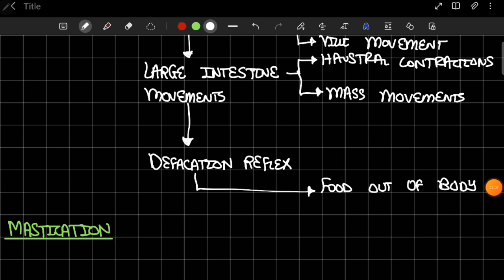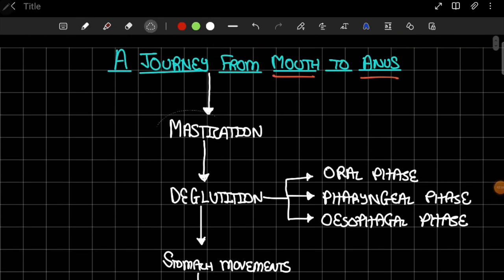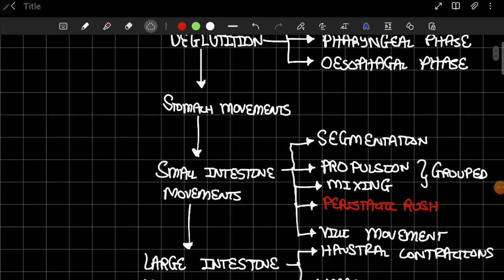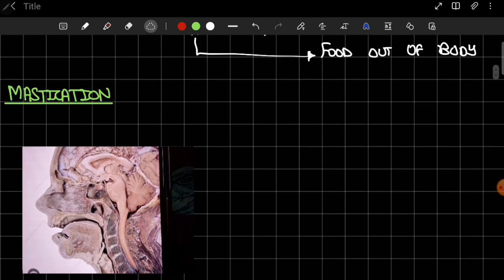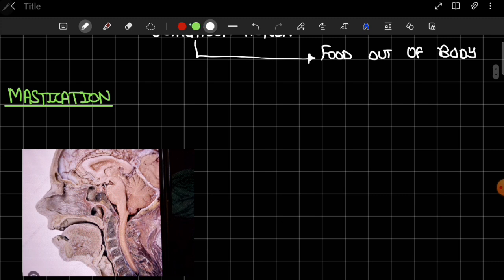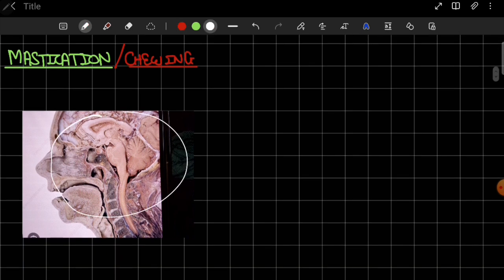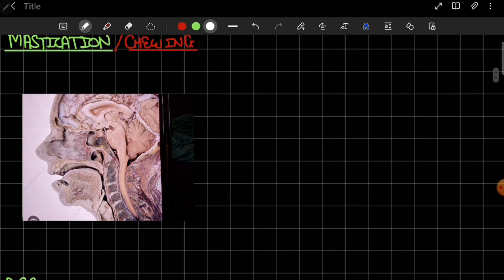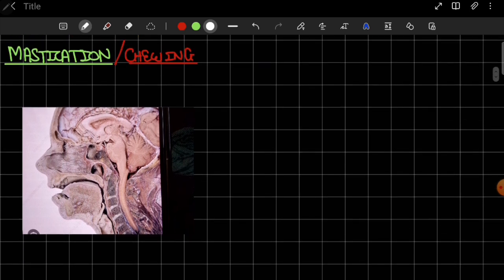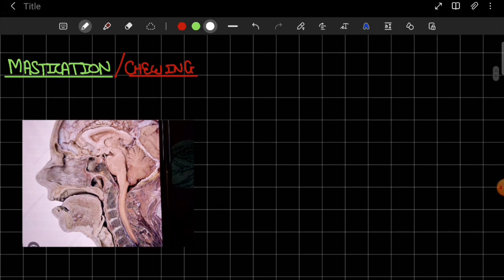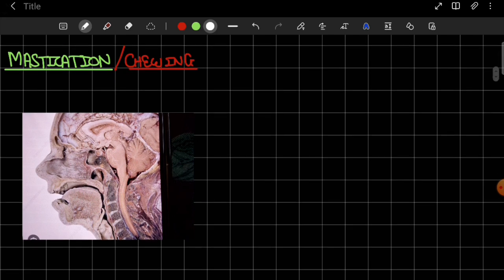Now, going to the first process, the mastication. So what is mastication? Mastication is basically chewing, or we will write it better as chewing. Now, in this picture, what is this picture about? This picture is about the sagittal section of the human, the mid sagittal section. Why have I put this picture? This picture will let you visualize what is happening.